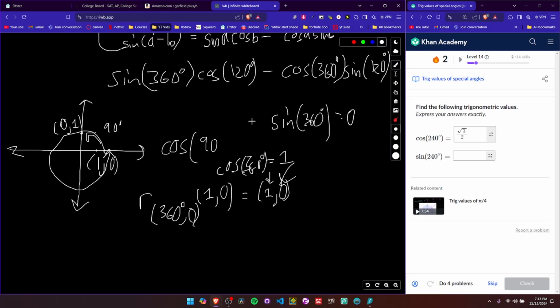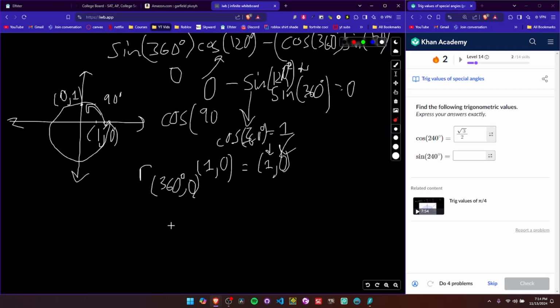So now we have this and this. What do we see in our equation? We have sine of 360 degrees. What is that? That's 0. And whatever you multiply by 0 becomes 0, so we don't even need to evaluate this. So this is just 0. And then minus the cosine of 360 degrees. We see that it's 1. So minus 1 times that is just sine of 120 degrees.